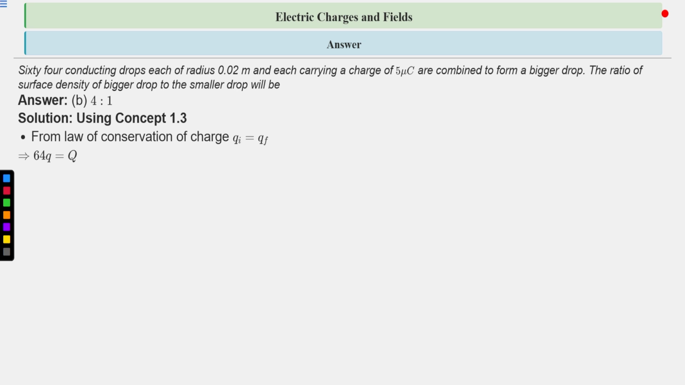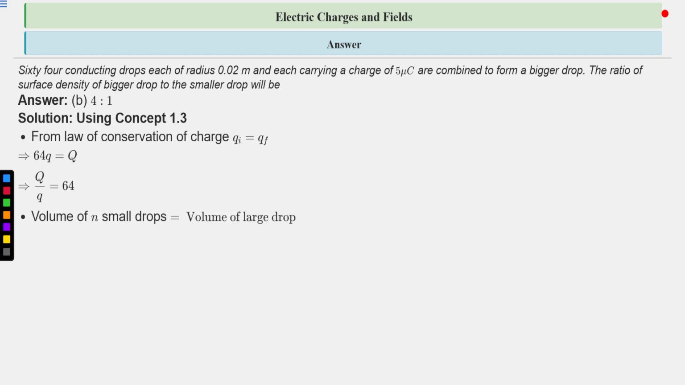64 into small q, where small q is the charge on the small drop, that is 64 drops. So 64 into q is the net charge before combination, equal to capital Q, that is the charge on the bigger drop after combination. So charge will remain conserved. So capital Q by small q is equal to 64. That is the ratio of charges of both the drops.